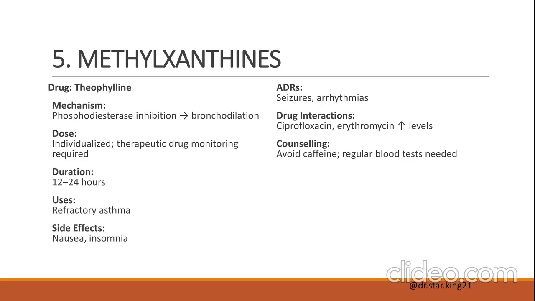Coming to the methylxanthines, the drug includes theophylline. Theophylline causes bronchodilation by phosphodiesterase inhibition, but has a narrow therapeutic index. Doses are individualized, and serum level monitoring is required. The duration of action is 12 to 24 hours, and it is used in refractory asthma. Coming to the ADRs, they include seizures and arrhythmias. And the patient counseling is to avoid caffeine; regular blood tests are required.